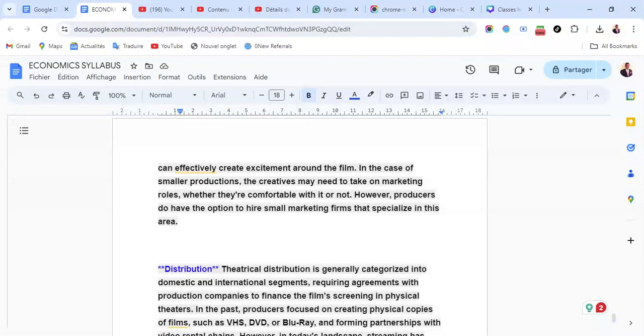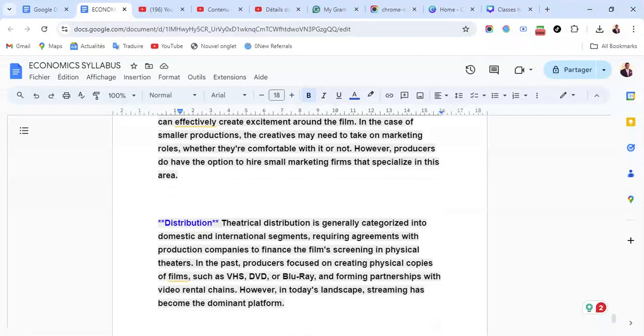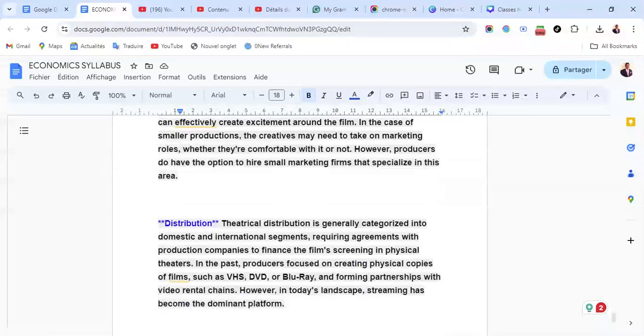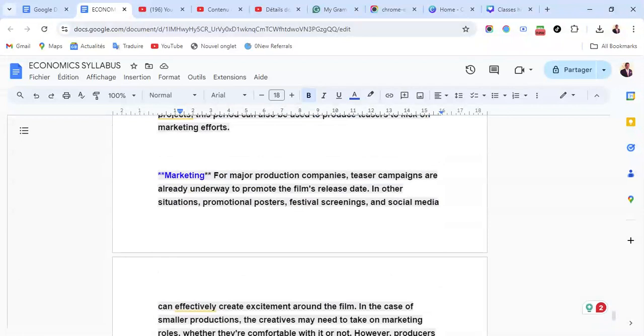So after that, now we have distribution. Theatrical distribution is generally characterized into domestic and international segments, requiring agreements with production companies to finance the film's screening in physical theaters. In the past, producers focused on creating physical copies of films such as VHS, DVD, or Blu-ray, and forming partnerships with video rental chains. However, in today's landscape, streaming has become the dominant platform. So those are the stages of production. We have used an example using a film, right?